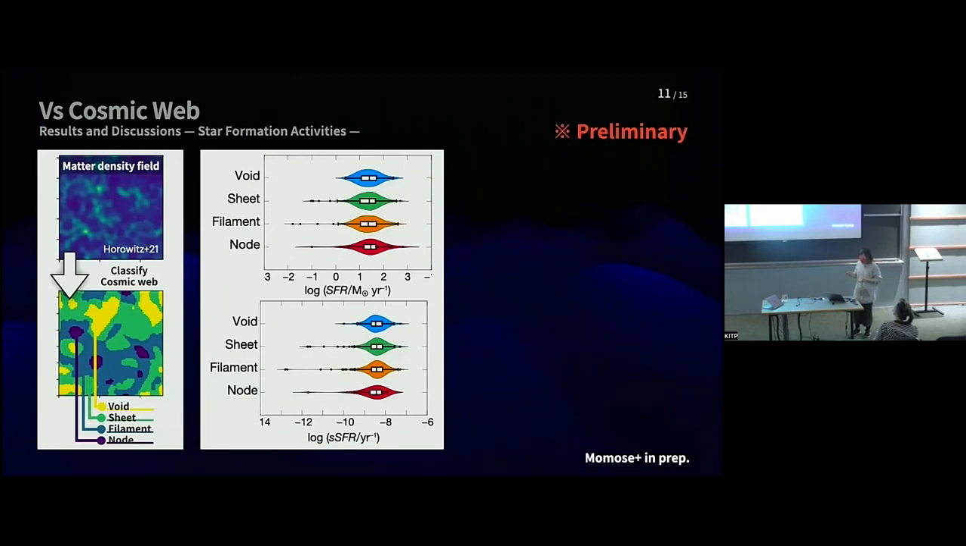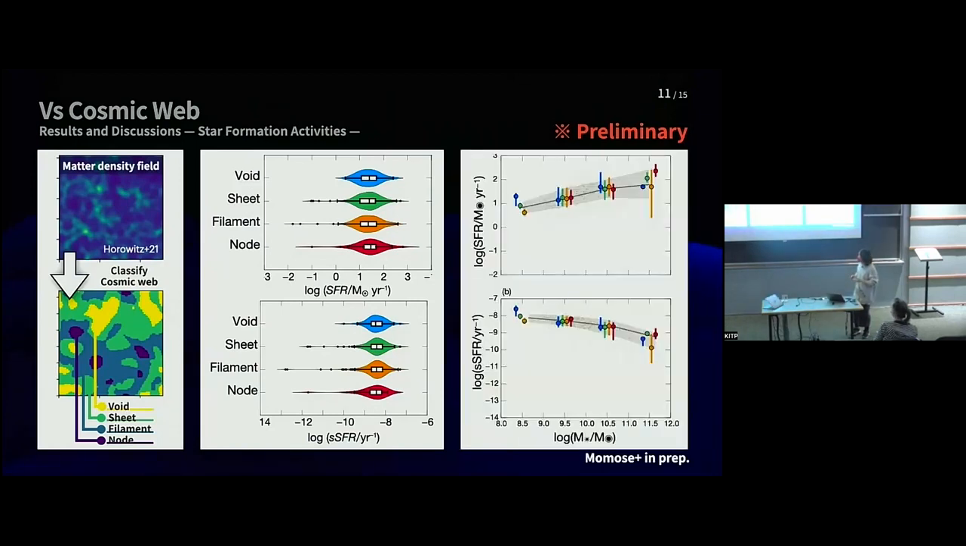Then we found that all structures but void show a similar distribution with long tails towards lower star formation activity values. However, when we compare the median distribution overlaid as this box plot in the center, it shows about the same in all structures. It means that the entire distribution in star formation activities seems to be comparable, independent of the cosmic web structure.